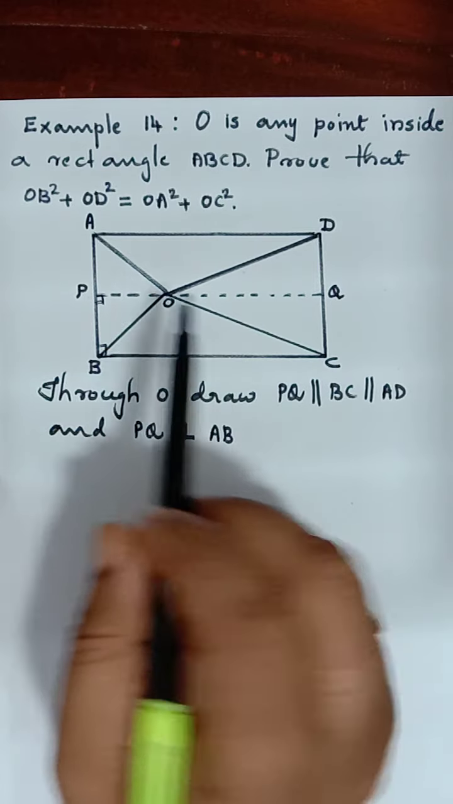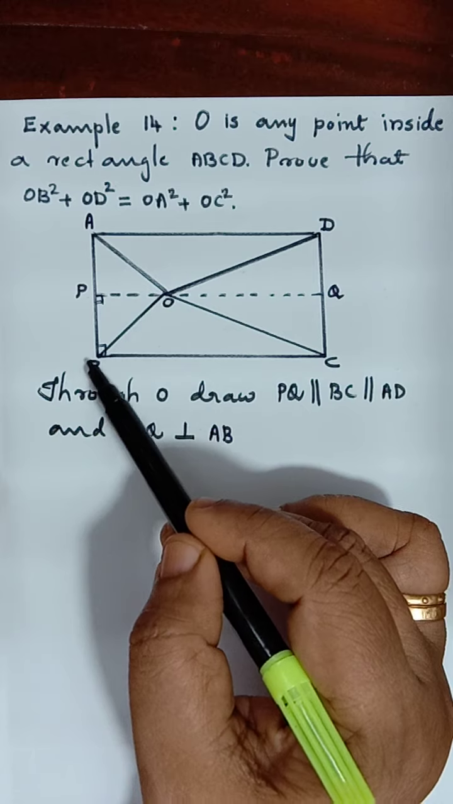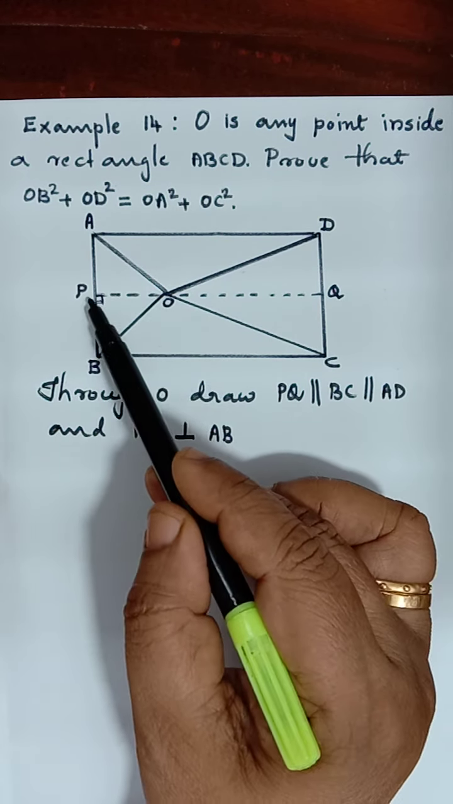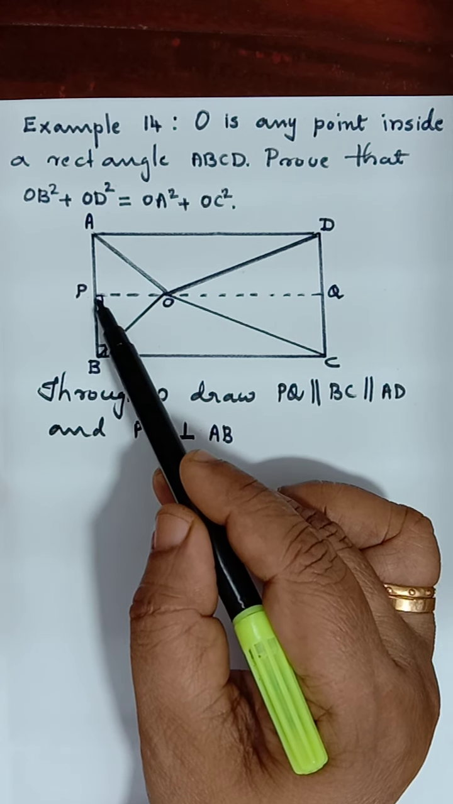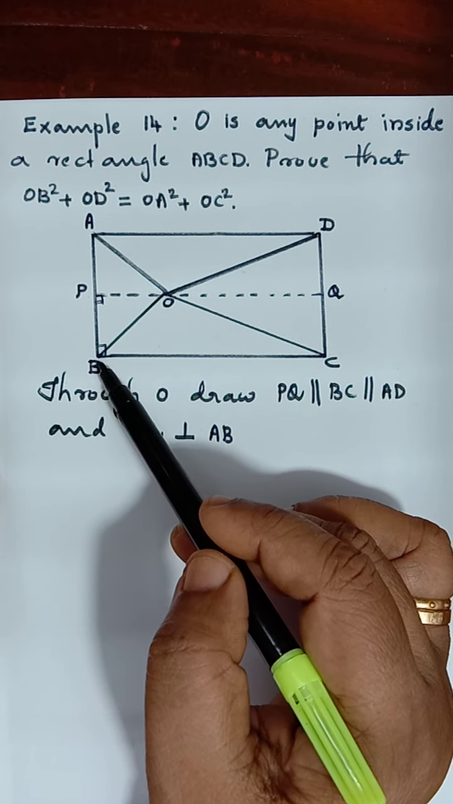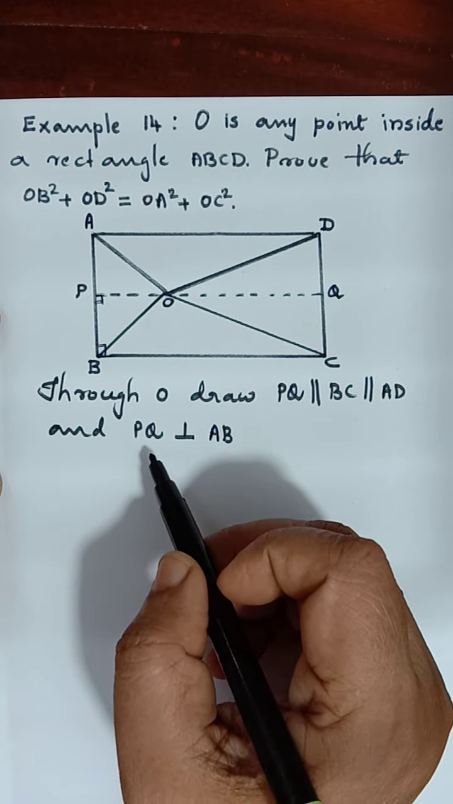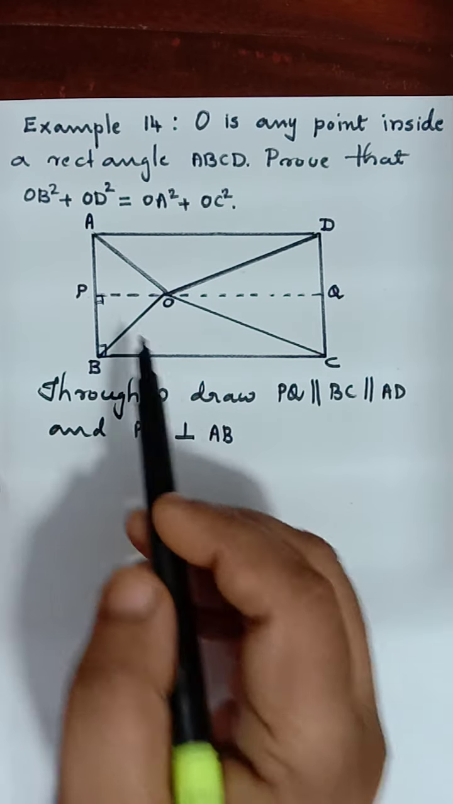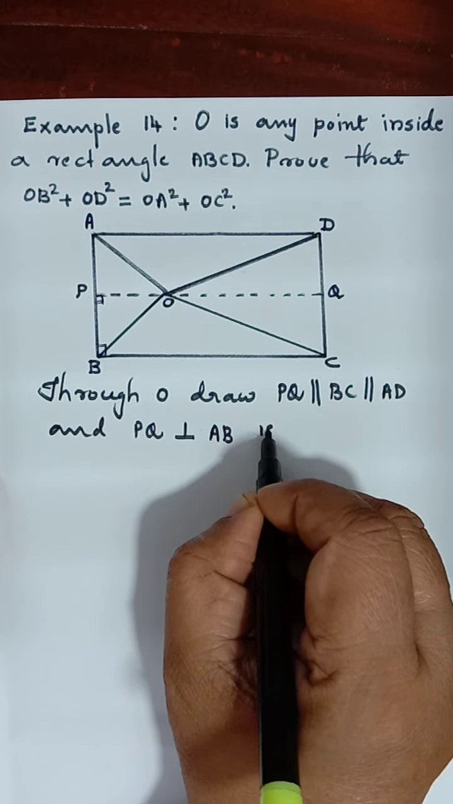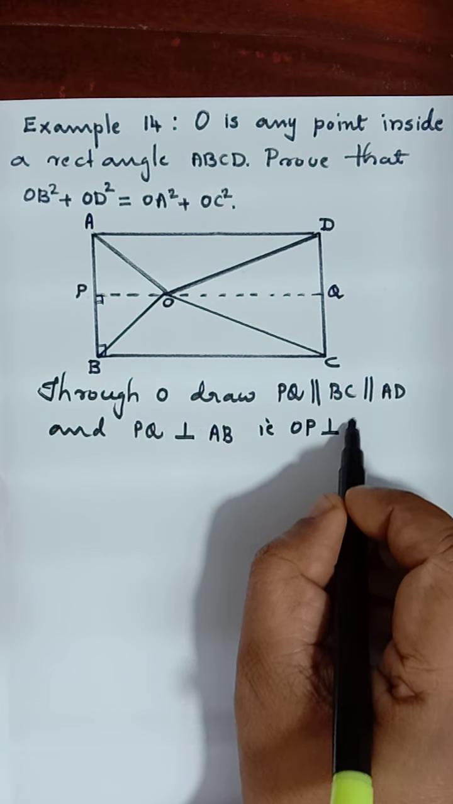What is our idea? We have to get OB square. OB is a part of the triangle OPB, and this triangle OPB is a right triangle having a 90 degree angle at P. We are going to use Pythagoras theorem in triangle OPB. That is why I have written PQ perpendicular to AB, or in short, OP perpendicular to AB.